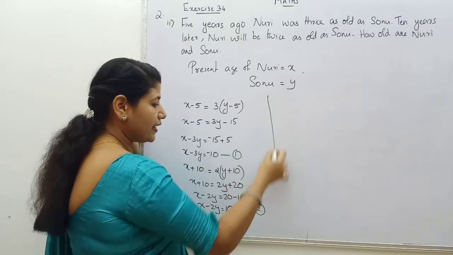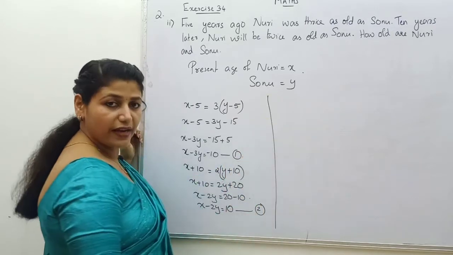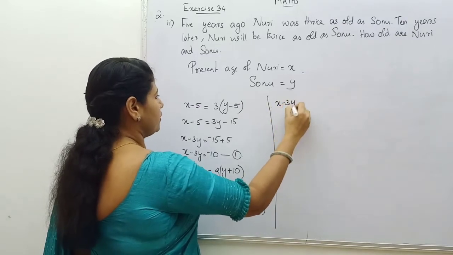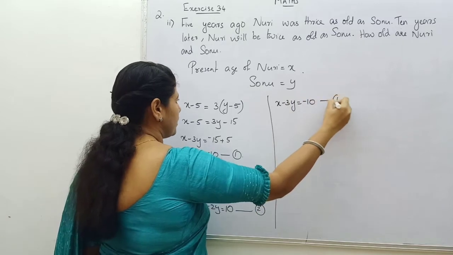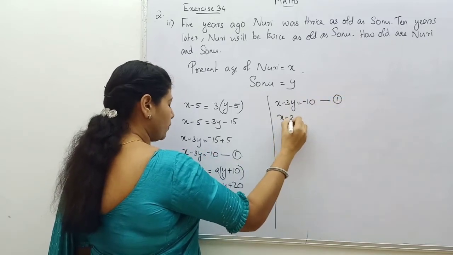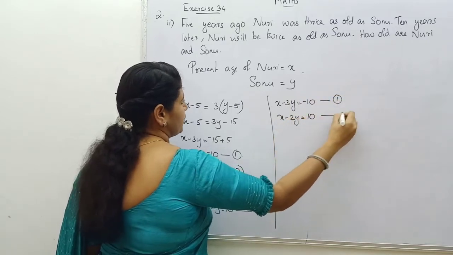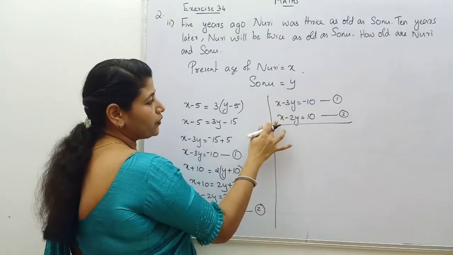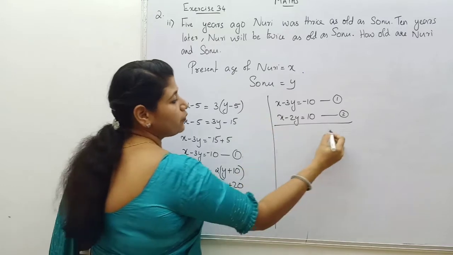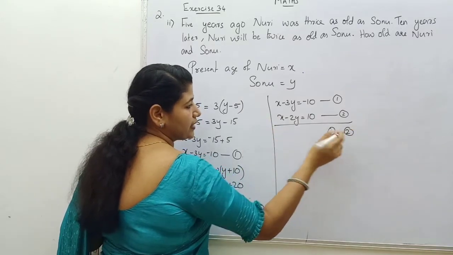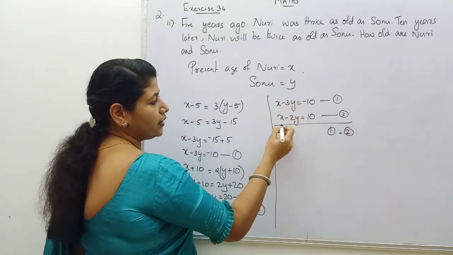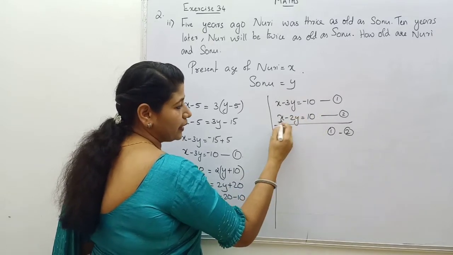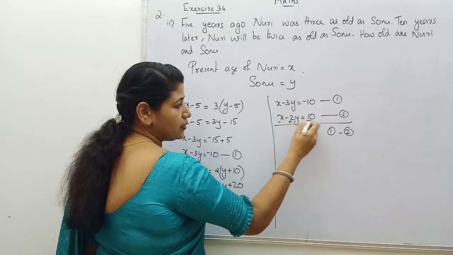Now we can use the elimination method to find the values of x and y. We write x minus 3y equal to negative 10, the first equation, and x minus 2y equal to 10, the second equation. Since the signs and the coefficients of x are the same, we can subtract equation 2 from equation 1. For that, I am changing the signs of all the terms in the second equation. This will become minus, this will become plus, this will be minus.